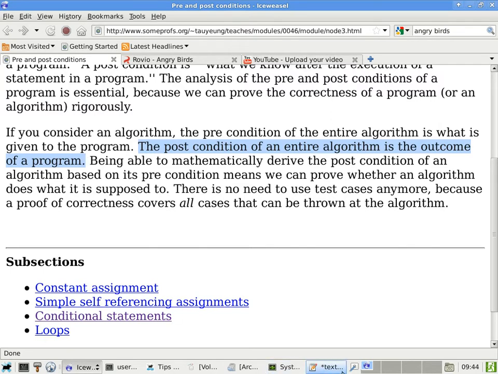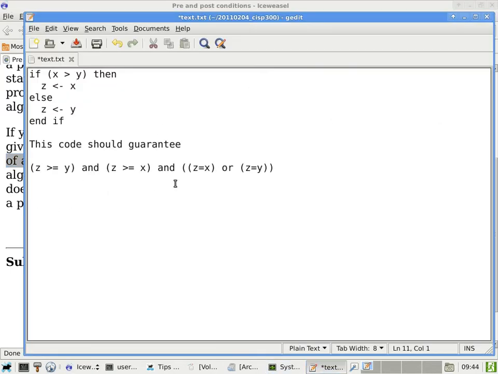Let me switch back here so it is a part of the recording. So in this context, if I can prove and derive the post-condition of this code is in fact z is greater than or equal to y, and z is greater than or equal to x, and z equals x or z equals y, I have just proven that the algorithm will do the right thing to find the maximum of two variables.